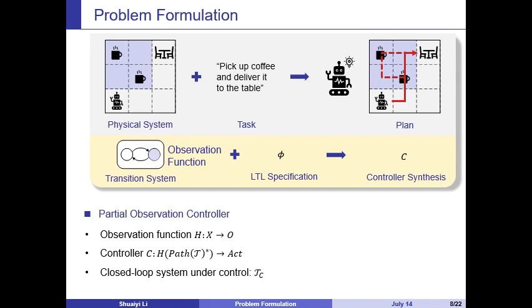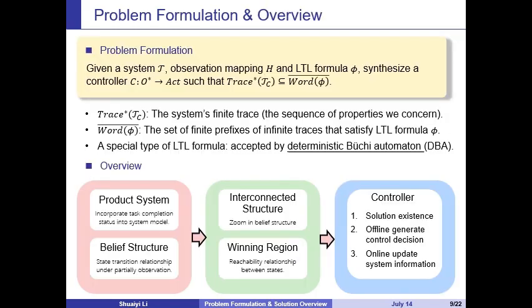The system under the controller's operation is denoted by Tc, and we want to synthesize a controller with the non-blocking property. Now let me formally describe our problem. For a given system T, the observation function H and LTL task phi, we want to synthesize a controller C such that the system's finite trace, which is the sequence of properties we are interested in, can always preserve the possibility to turn into an infinite trace that satisfies the task. In this work, we consider a special type of LTL formula that can be accepted by a deterministic Büchi automaton. Such an assumption is restrictive, but still expressive enough to describe many tasks.